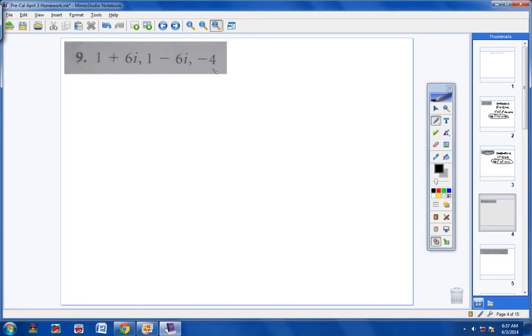Okay, now a little more difficult, but not too bad. We have 3 zeros, 1, 2, 3. As I've taught you, if you have conjugates, which we do, put them side by side. So x minus 1 minus 6i times x minus 1 plus 6i, and then x plus 4.